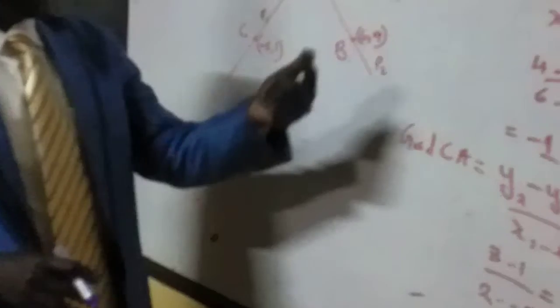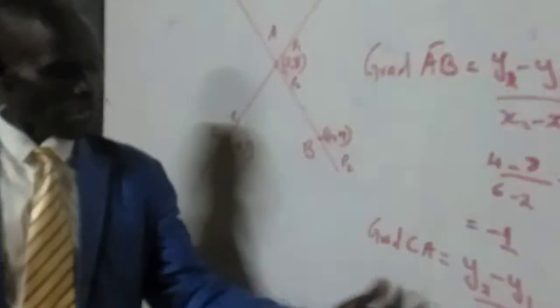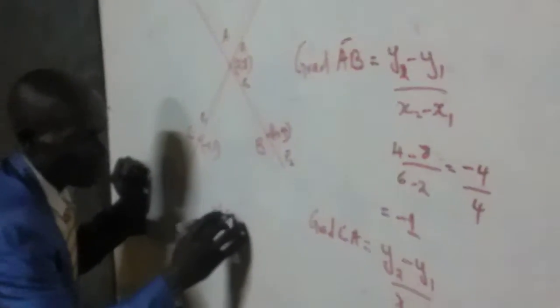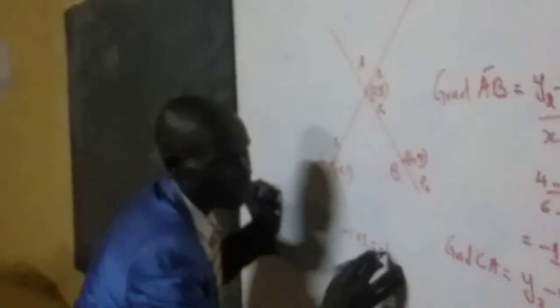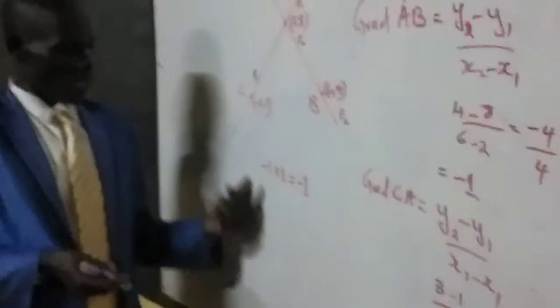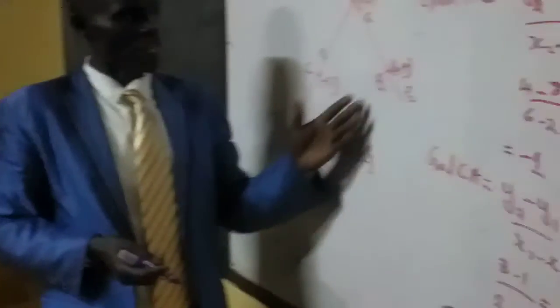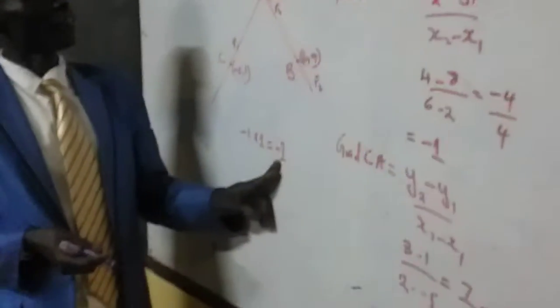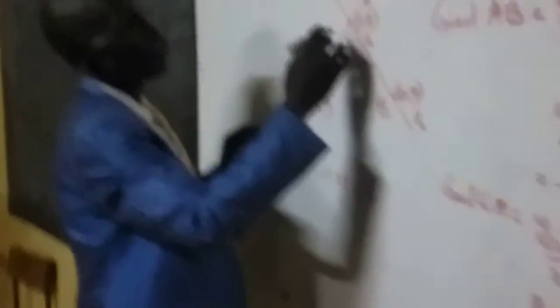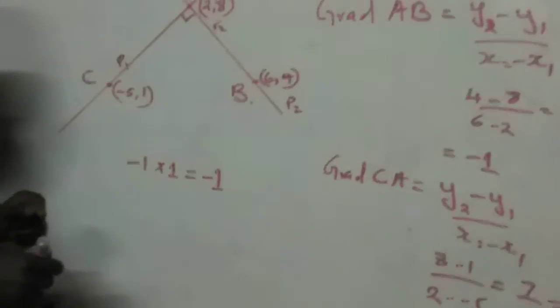So if we multiply the gradient of line AB and the gradient of line CA, then we have negative 1 times 1, and that is giving us negative 1. Now, this is a property that is very important. When you multiply the gradients of two lines and you get negative 1, then these lines are said to be perpendicular. In other words, the two lines are meeting at 90 degrees.